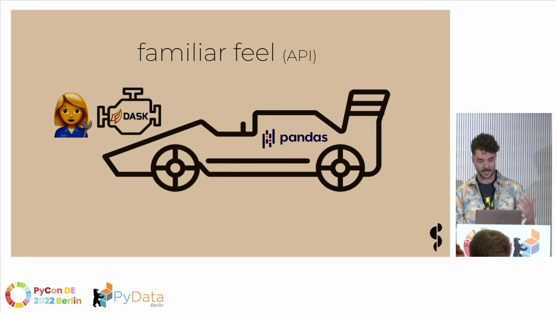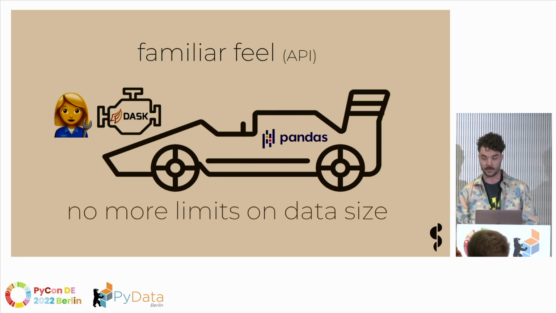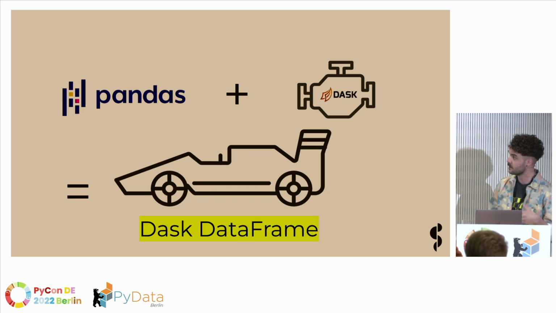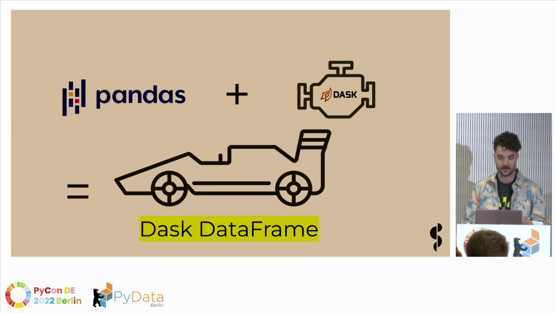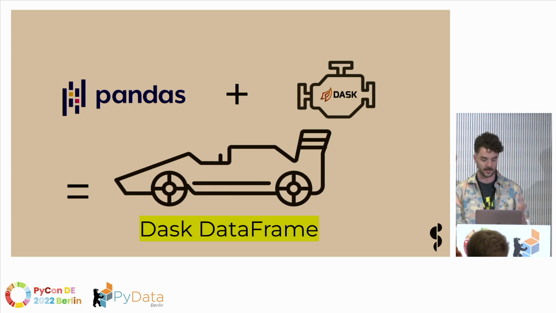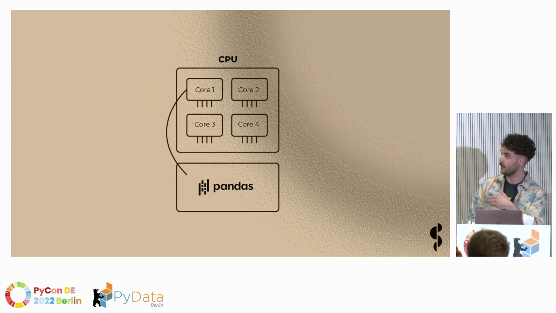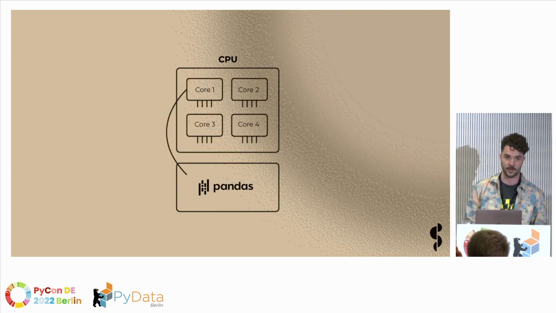You could use the same pandas methods that you are used to and familiar with, but you don't have any more limits on the data size you can process. So then a pandas race car with a Dask engine becomes a Dask DataFrame. We'll dig into more detail later what that looks like. But basically, pandas is limited because it's running on a single core.